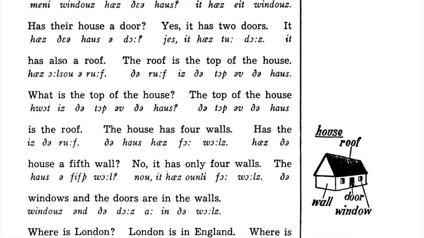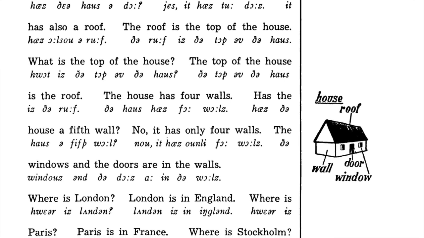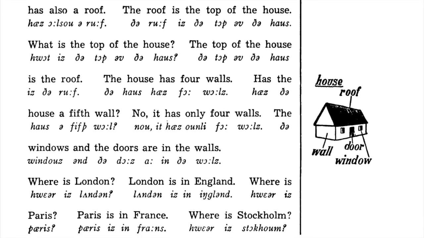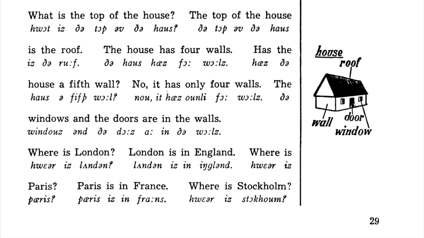The house has 4 walls. Has the house a 5th wall? No, it only has 4 walls. The windows and the doors are in the walls.